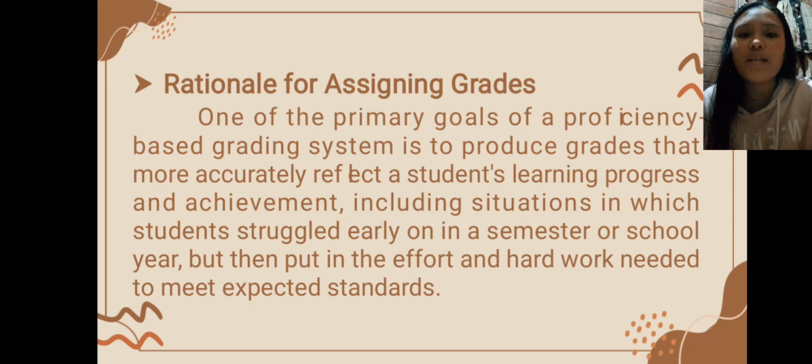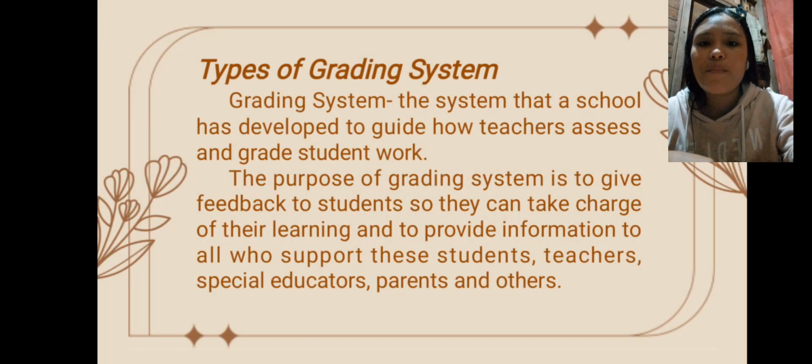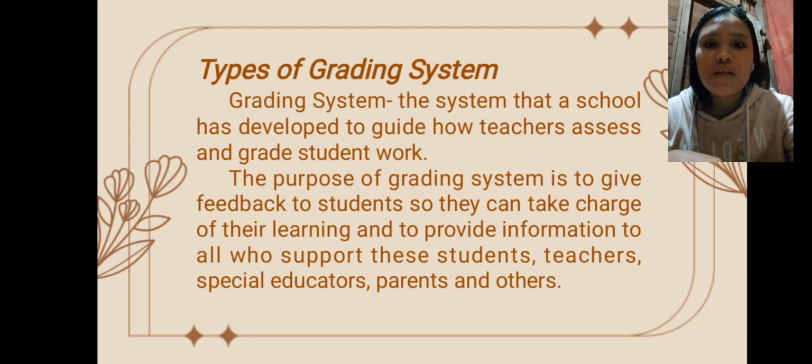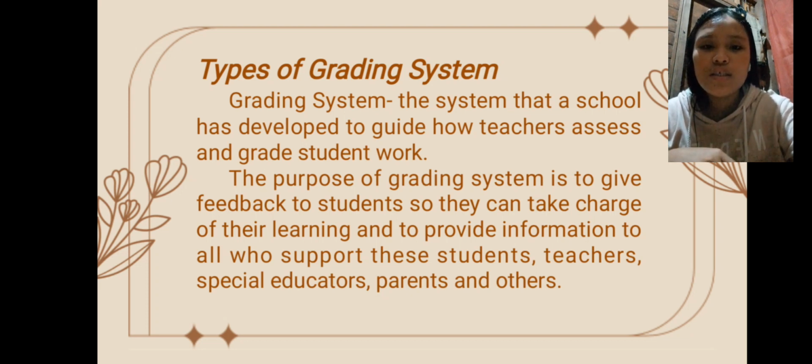By doing so, it aims to provide a clearer picture of a student's achievement and readiness for future academic challenges or opportunities. So, there are types of grading system. But first, let's define what is grading system. So, grading system is the system that a school has developed to guide how teachers assess and grade student work. So, the purpose of grading system is to give feedback to students so they can take charge of their learning and to provide information to all who support these students, teachers, special educators, parents, and others.